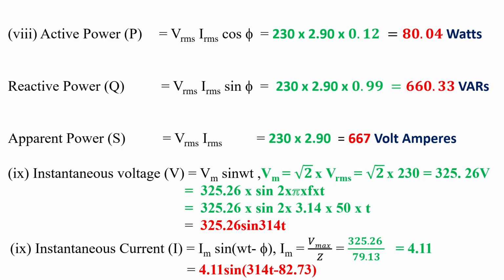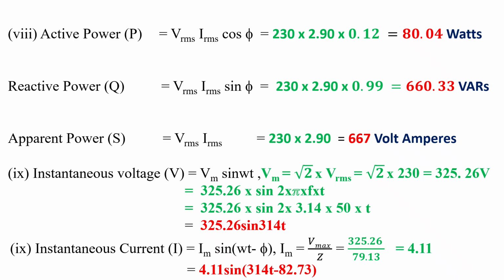Next, instantaneous voltage Vm sin omega t. Vm we can find out. Vm equal to root 2 times Vrms. So that will be 325.26. So substitute all the values, we will get 325.26 sin 314t. So omega is nothing but 2 pi f.